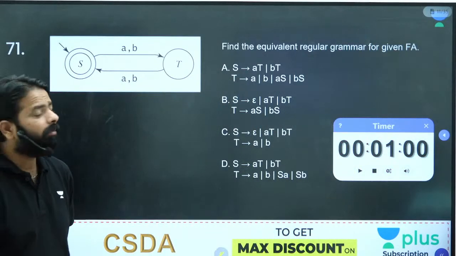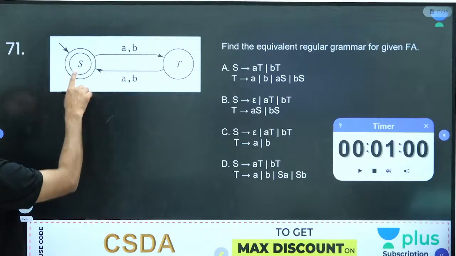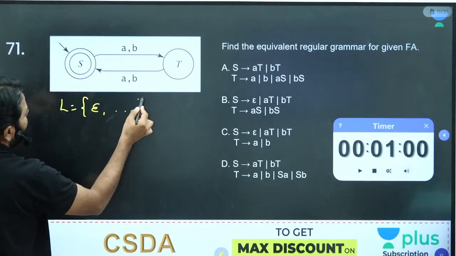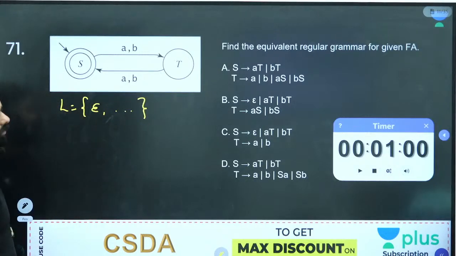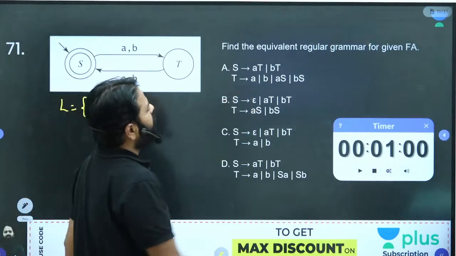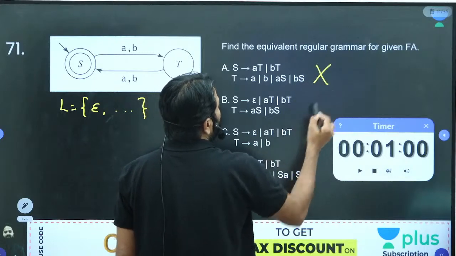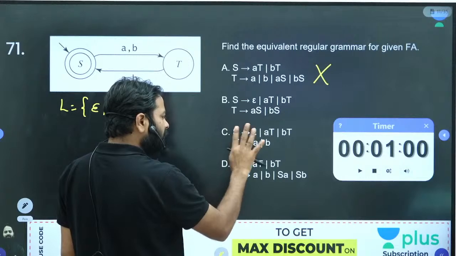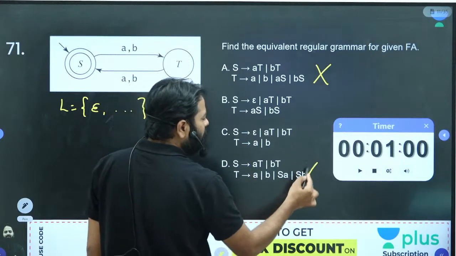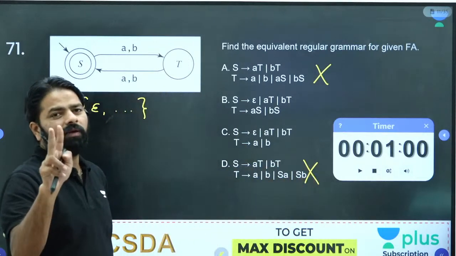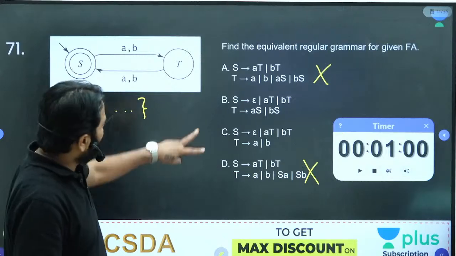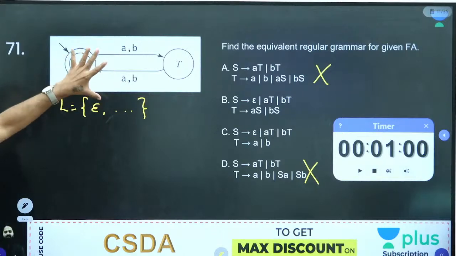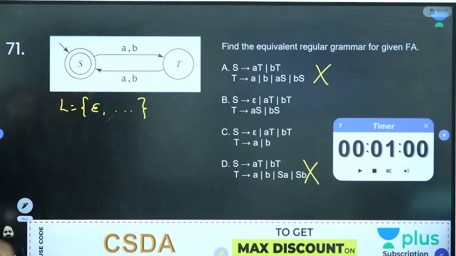By looking at the minimum string. What is the minimum string here? Epsilon. Looking at the others, worry about the minimum string. Is it generating epsilon? No. Is it generating epsilon? Yes. Is it generating epsilon? Yes. Is it generating epsilon? No. So by this alone you have eliminated two options. Now for these two options, look at what the problem is. The problem is even length, correct?